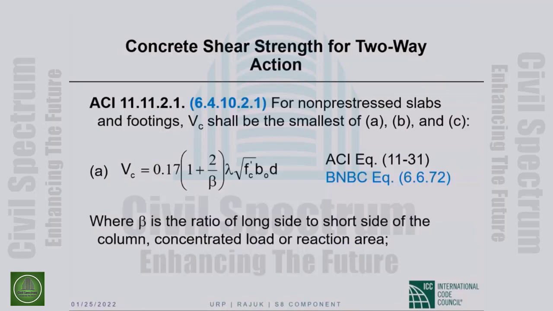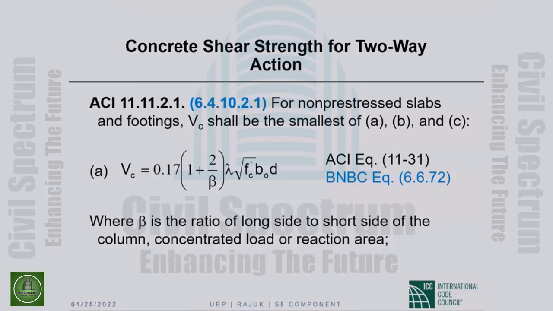Okay. The punching shear that concrete itself can carry, V sub c, is given in ACI 318 and BNBC 2020 by three different expressions, and the smallest value governs. So you shall calculate V sub c by three different expressions, and you will take the lowest of the three values that you calculate. Okay. The first of the expressions is here. V sub c is a constant times 1 plus 2 over beta.